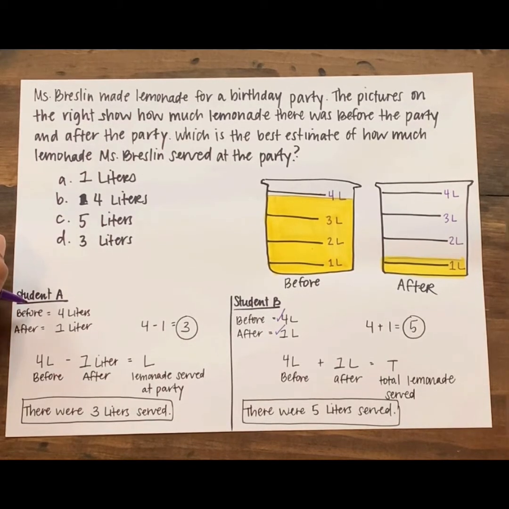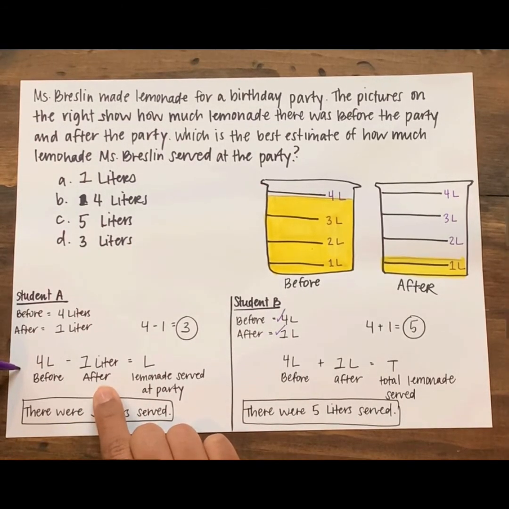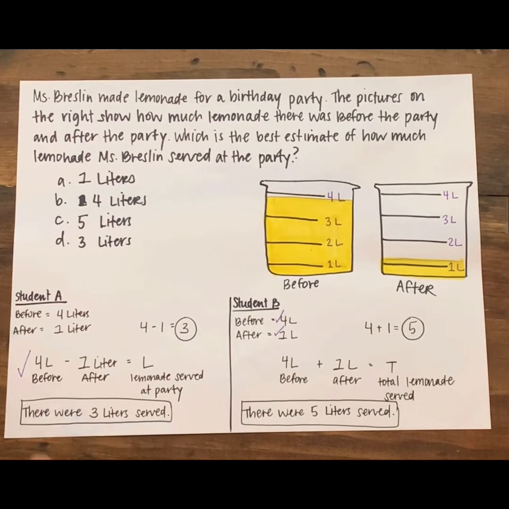If you agree with student A, why? Go ahead and say your answer out loud. I heard friends say that they agree with student A because they subtracted the amount that was left after the party was over from the amount we started with before the party started. When we subtract those 2 amounts, we get an answer of 3 liters served at the party.